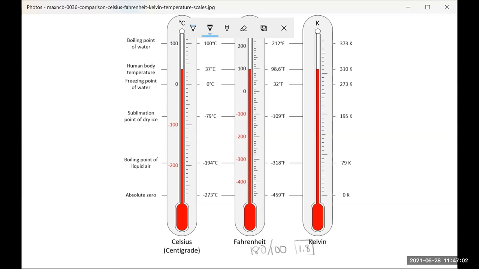So basically, the Celsius thermometer sets the freezing point of water to 0 degrees Celsius. You should know that one. And 100 degrees Celsius for the boiling point of water. And that would mean that human body temperature on average is 37 degrees Celsius. Room temperature, which we set to about 25 degrees Celsius, is basically 77 degrees Fahrenheit.